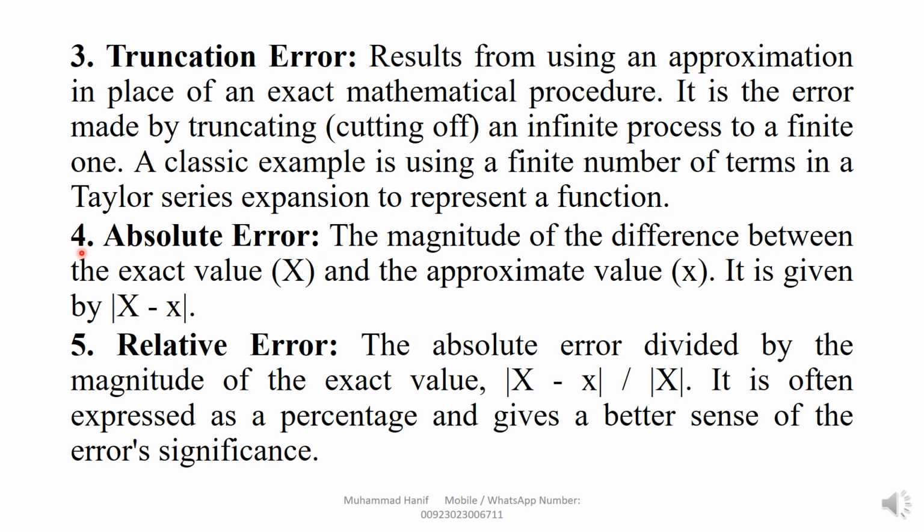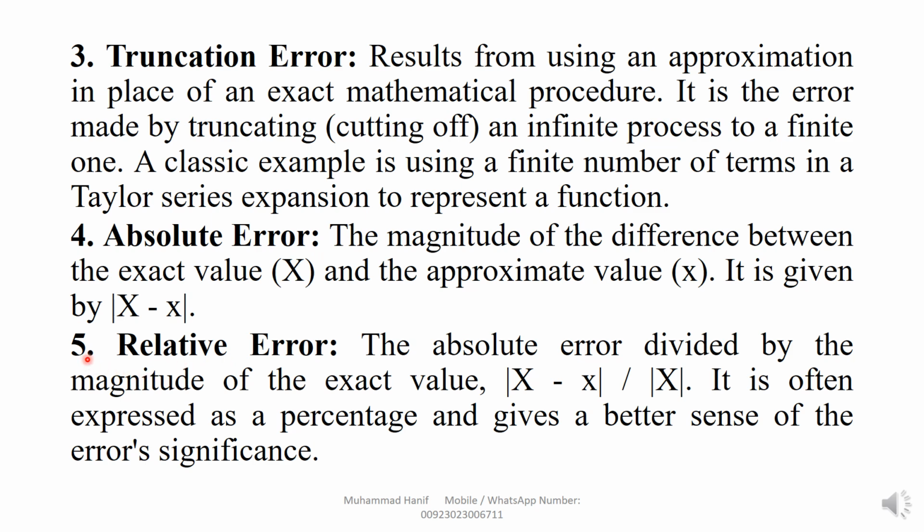Fourth point, absolute error. The magnitude of the difference between the exact value and the approximate value. It is given by, now you can see here, this exact value x minus the approximate value, and you write it as absolute error. It means if we subtract and get a minus sign, then the absolute value converts it to a plus sign.